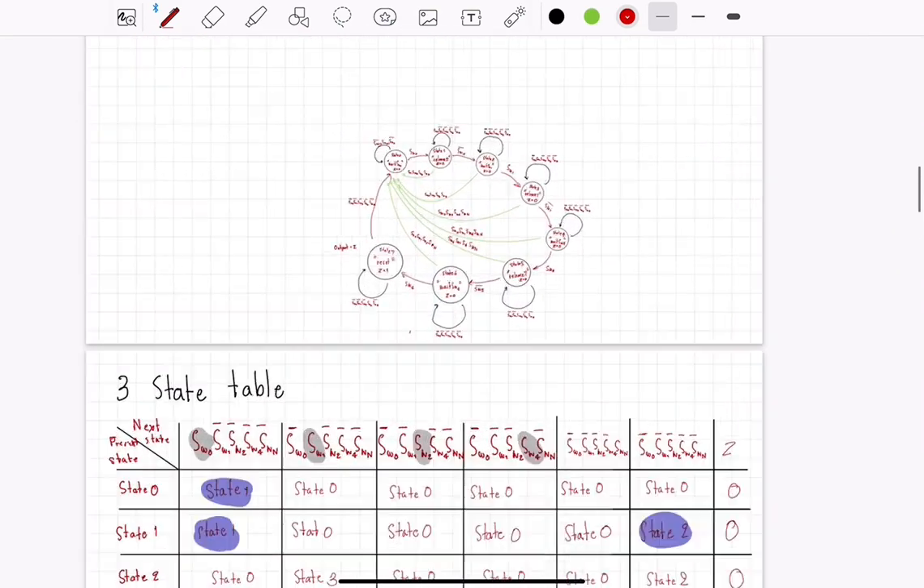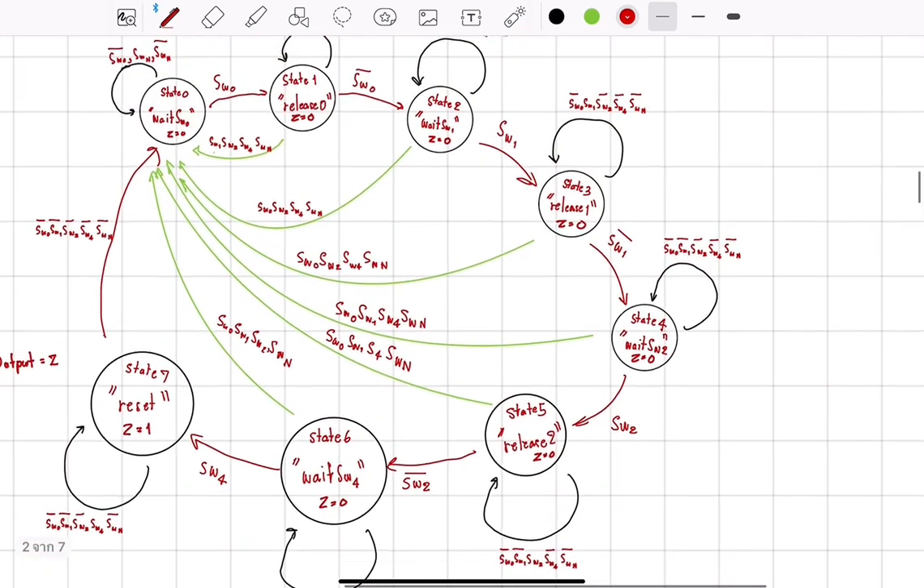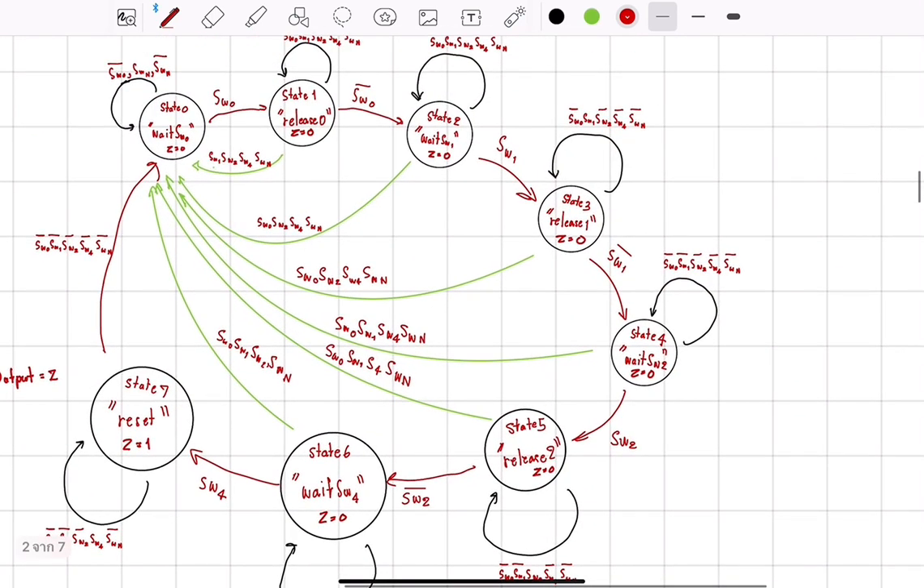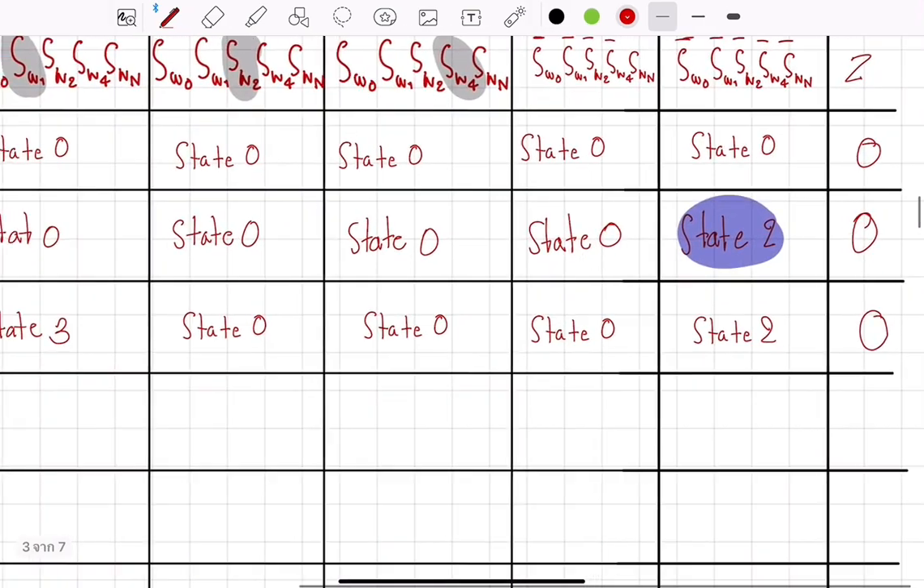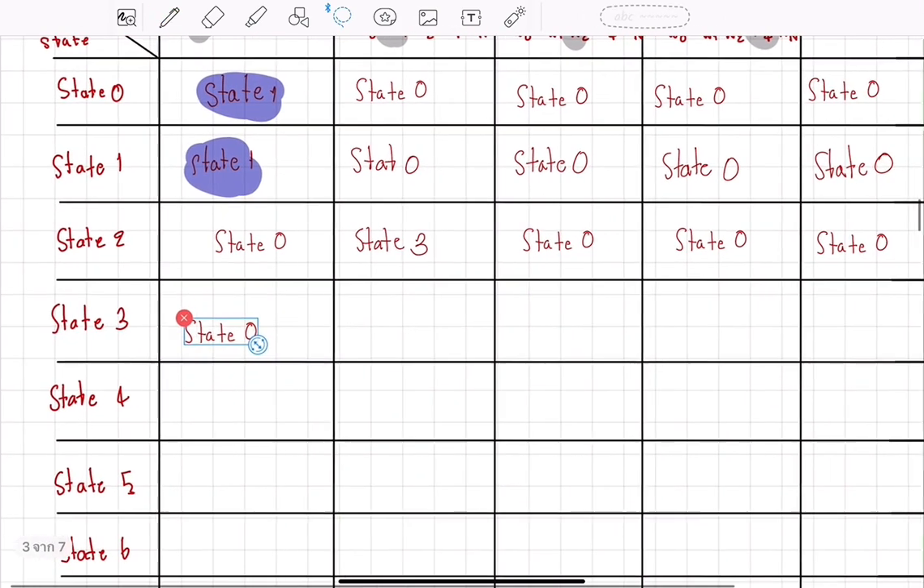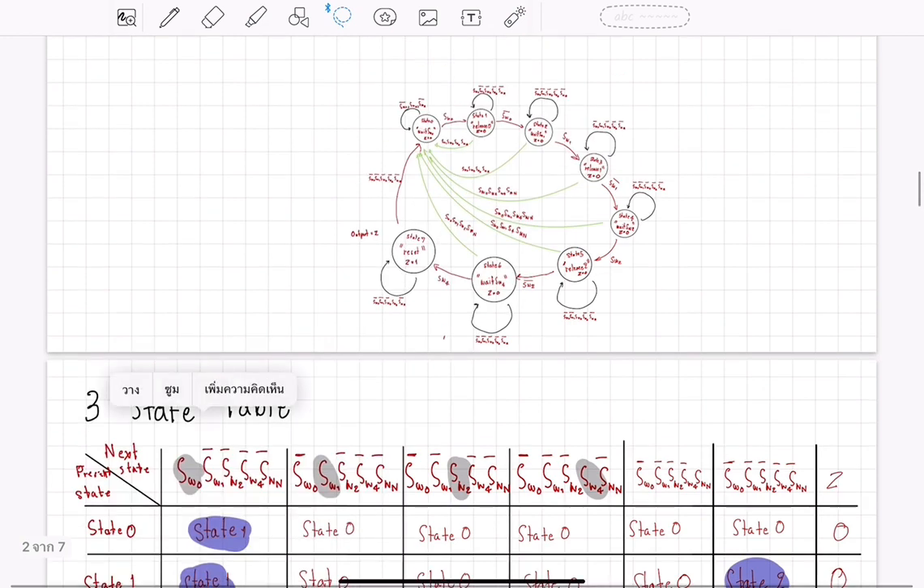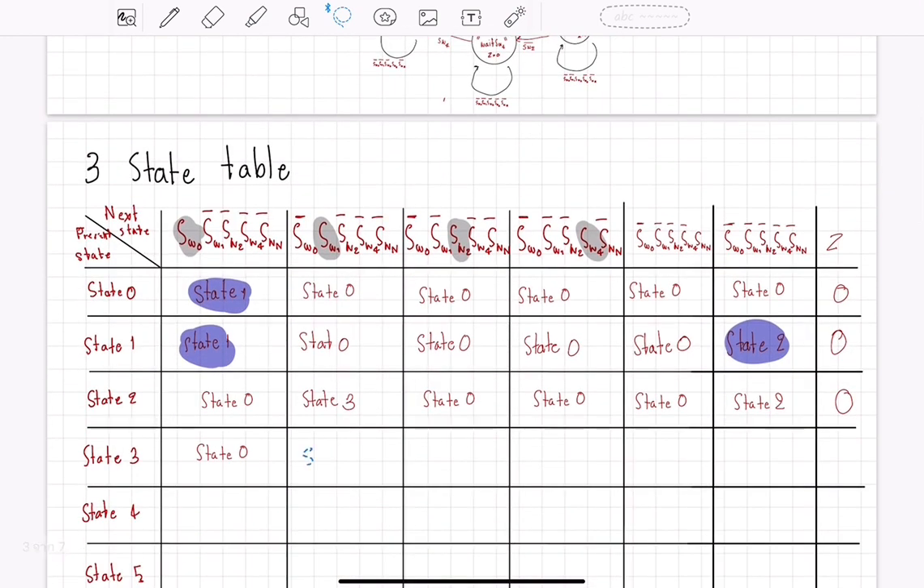State 3. Looking at state 3: if I push switch 1, it goes to state 4. If I don't push any switch, I keep working. If I push any switch that is not switch 1, I go to reset, state 0. If I push 1, it goes to state 0. If I push 1, I work again in state 3.